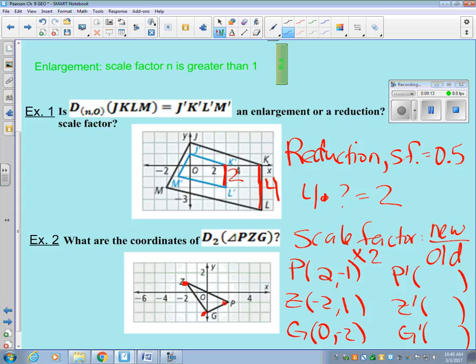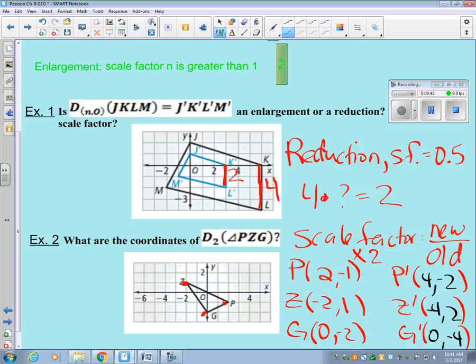So what is 2 times 2? Let's go fast. 2 times 2 is? 4. -1 times 2 is? Negative 2. -2 times 2? You have me going too fast. 1 times 2? 2. 0 times 2? 0. -2 times 2? -4.